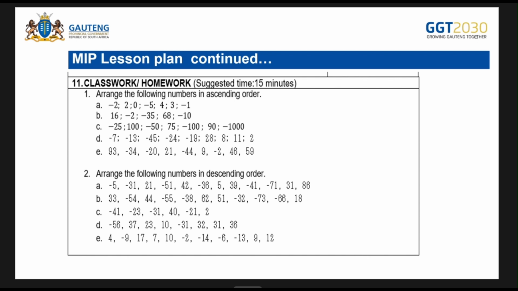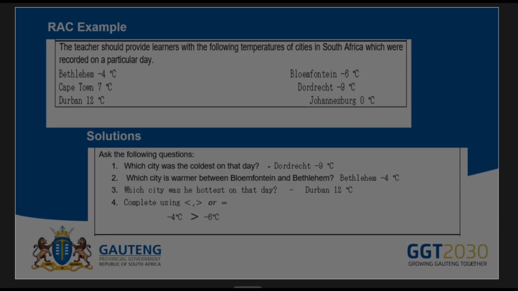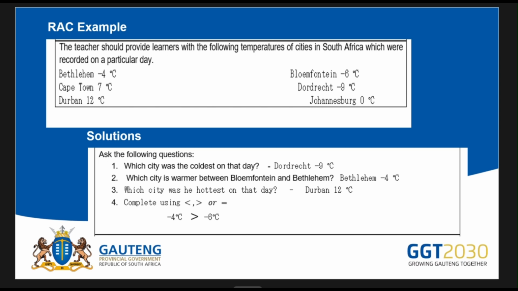And then lastly, colleagues, I have found that using weather temperatures has actually proved to be very effective when teaching integers. This is also a great way to expose learners to reading across the curriculum in your class. So here you can provide the learners with the following temperatures of cities in South Africa, which were recorded on a particular day. You would give them these temperatures as they are, and the solutions are then found at the bottom. You can then work through this with the learners.